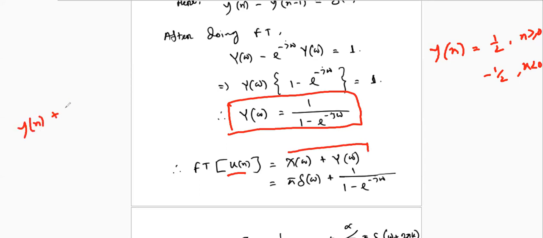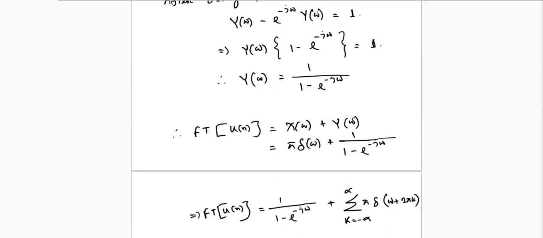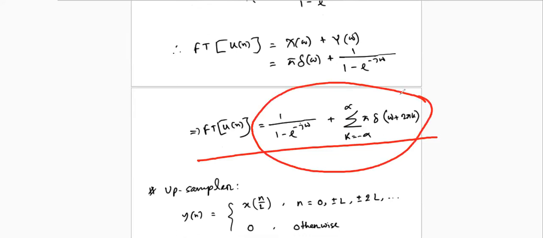Yn plus xn in the time domain is equivalent to Y(omega) plus X(omega) in the Fourier transform, because of the linearity property. The Fourier transform is valid for the linear property. So we have this, and we are adding those two parts. After adding those two parts, we have found the Fourier transform value of un.